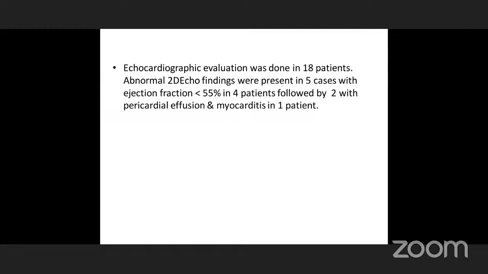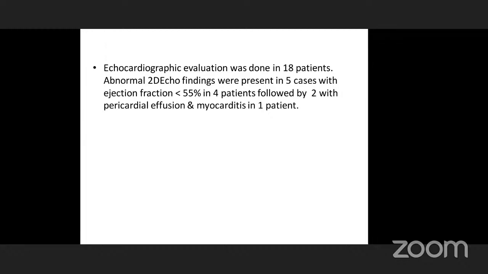Echocardiographic evaluation was done in 18 patients. Abnormal 2D echo findings were present in 5 cases, with ejection fraction less than 55% in 4 patients, followed by 2 with pericardial effusion and myocarditis in 1 patient.